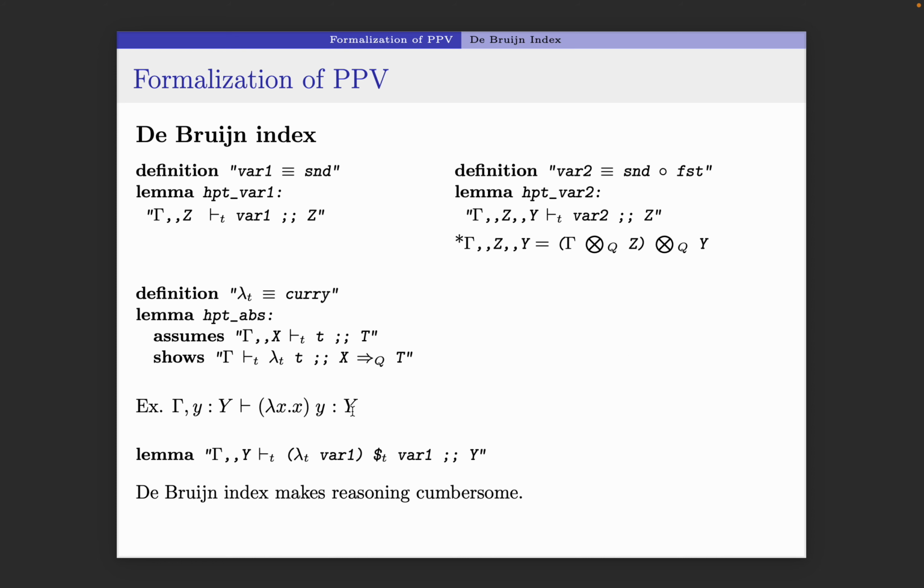For example, this typing judgment is implemented in our mechanized PPV as follows. The first var1 is bound by the lambda, but the second var1 is the free variable. It is cumbersome to reason about programs written in double-line index.